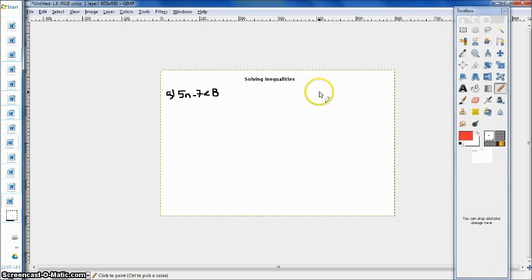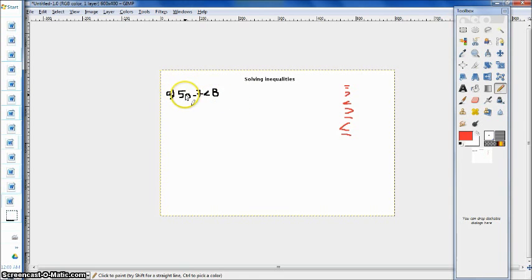Okay, so in this tutorial we'll be solving inequalities. An inequality is anything other than equal to, which is less than, greater than, less than or equal to, greater than or equal to. So when you're looking at 5n minus 7 is less than 8, basically there are 3 steps to solving inequalities.